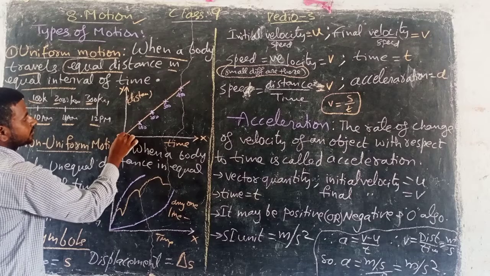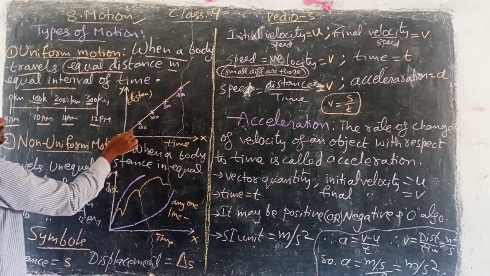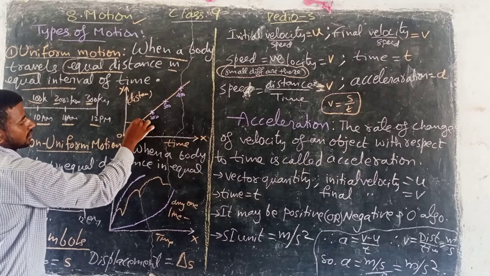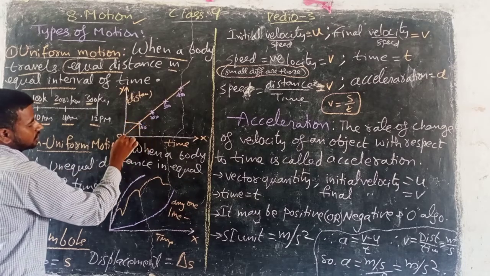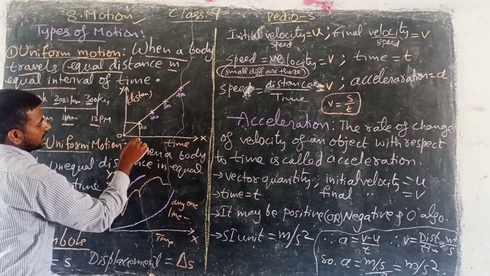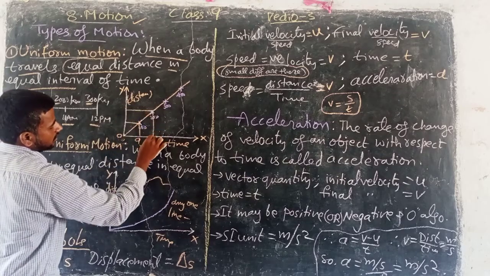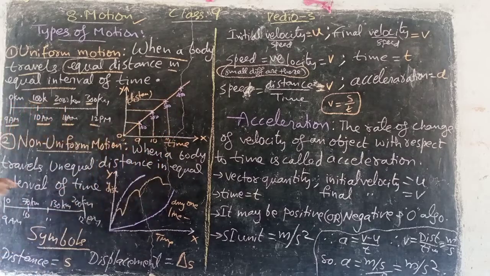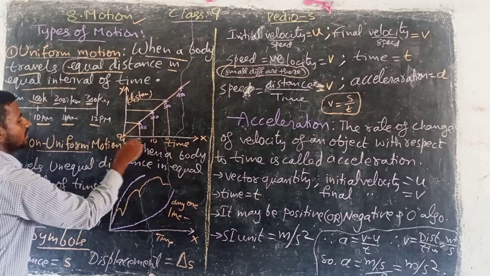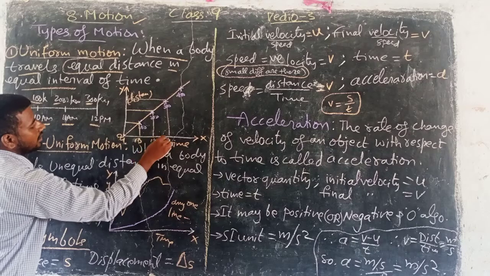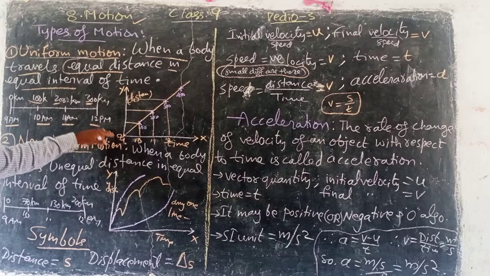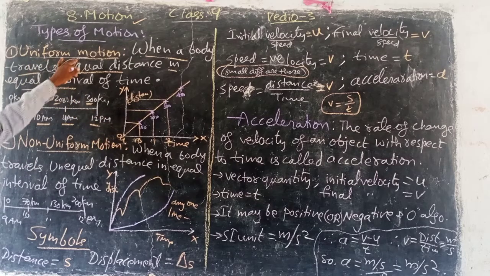So what is the motion? Look here, it is going equal distance in equal time. This is 0, this is 9, this is 10, this is 11, like that it is moving equally, 9, 10, 11, 12. Equally it is moving. This kind of motion is called uniform motion.